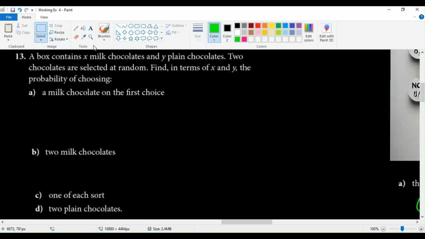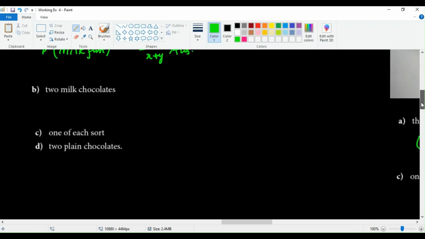So we solve step by step. So in here, when it comes to milk first, this is going to give us x over x plus y. This is going to be the answer for this question, outcome and total outcome.